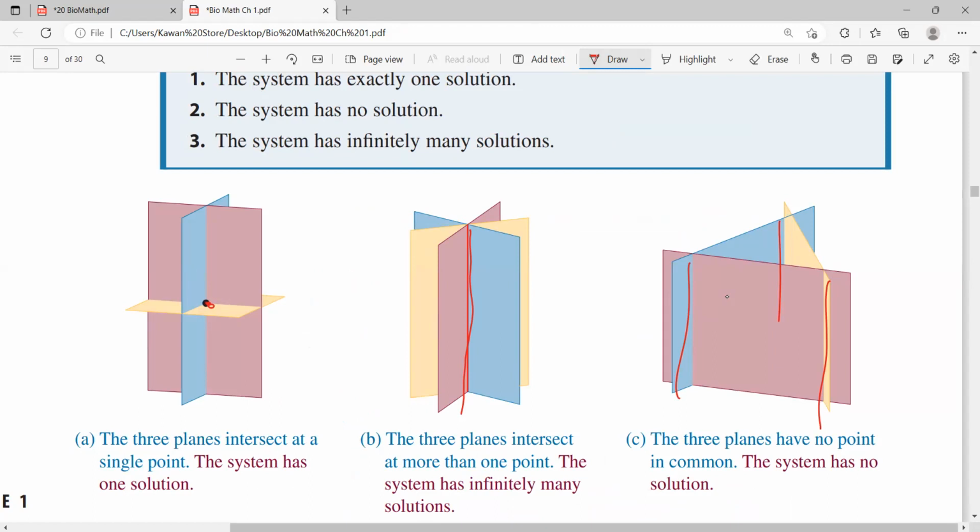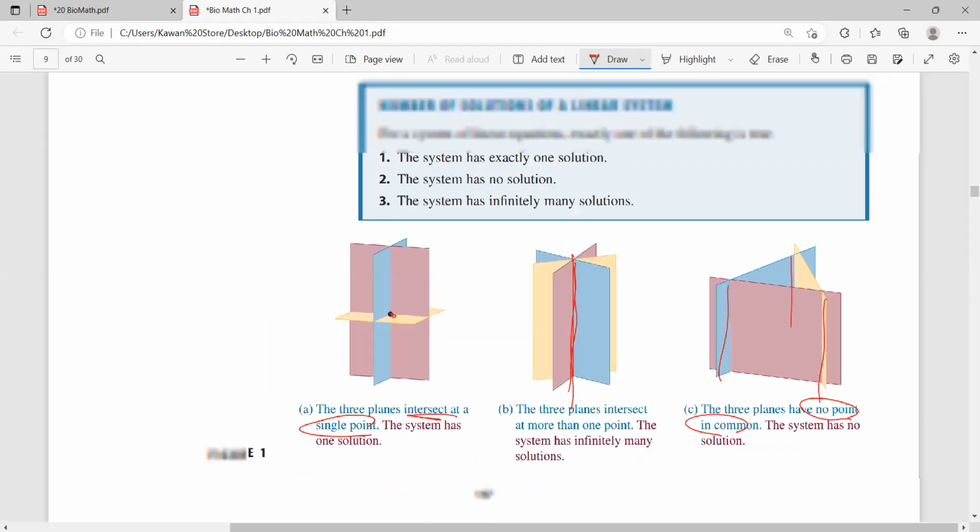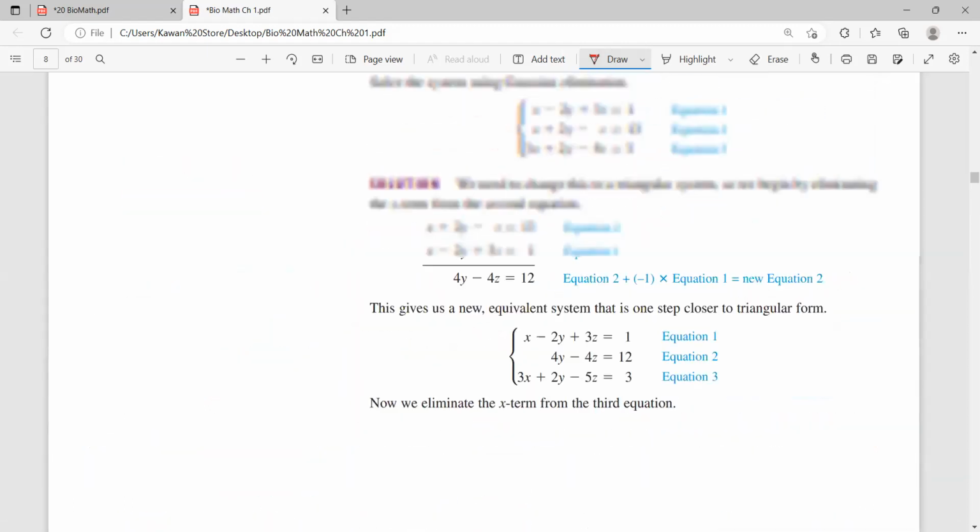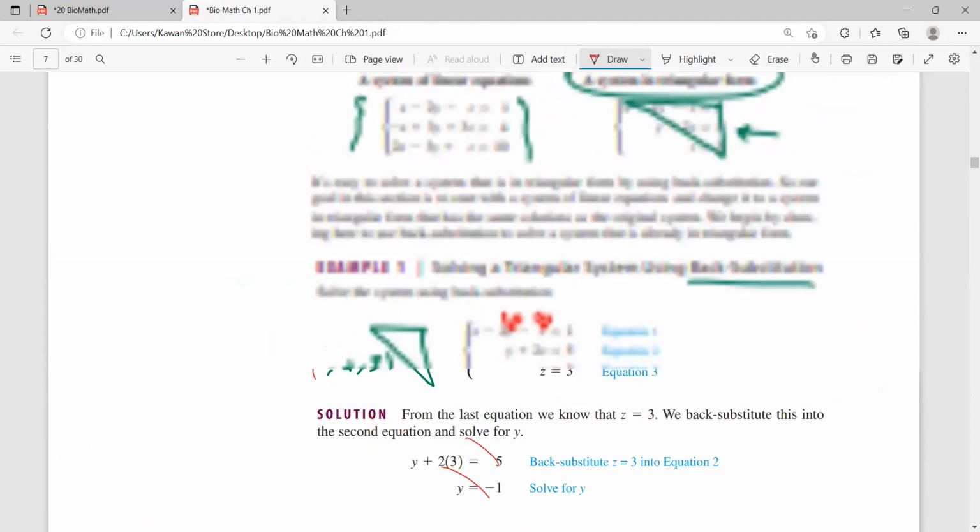If they intersect at one point, we have a single point. If they intersect in more than that, like two planes as we saw together, more points is called a line. If they do not intersect at any point, it means that there is no solution for the system. Going back to the example to understand more.